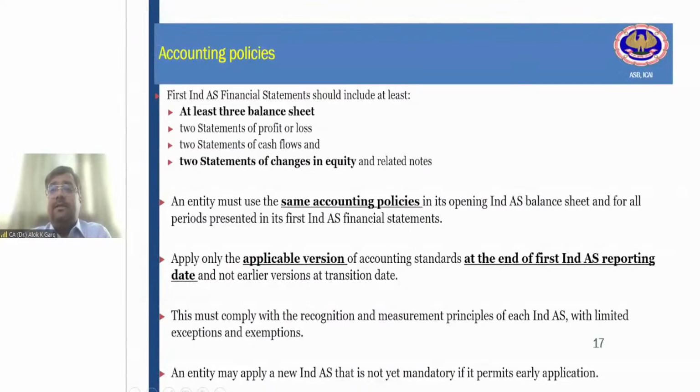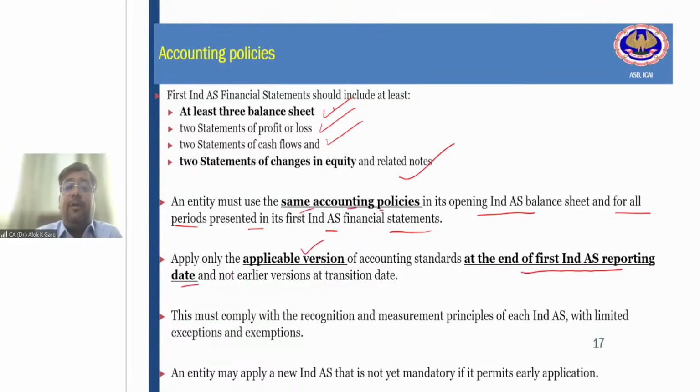So friends, let's come back to the PPT again. The first Ind AS financial statement should include at least 3 balance sheets, 2 P&L, 2 cash flow, 2 statements of changes in equity and related notes. An entity must use the same accounting policy in its opening Ind AS balance sheet and for all periods presented in the first Ind AS financial statements. Apply only the applicable version of the accounting standard at the end of the first Ind AS reporting period and not an earlier version, means latest.